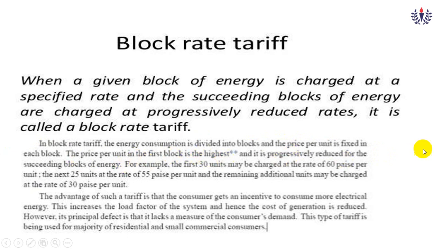So we will have one graph in which the first block is the highest and progressively reduced in succeeding blocks of energy. For example, the first 30 units may be charged at 60 paise per unit. The next 25 units will be charged at the rate of 55 paise per unit, and the remaining additional units may be charged at the rate of 30 paise per unit. So the first block has more, the second block is a little bit less, the third is very less. So this is the next type of tariff, that is the block rate tariff.